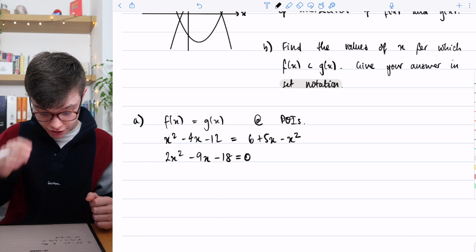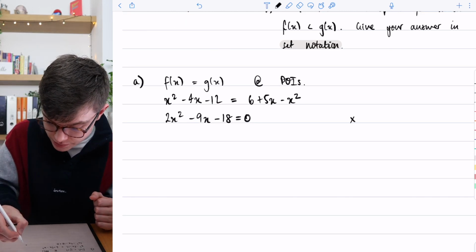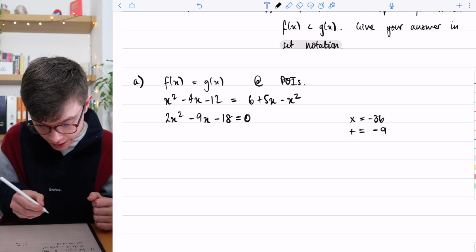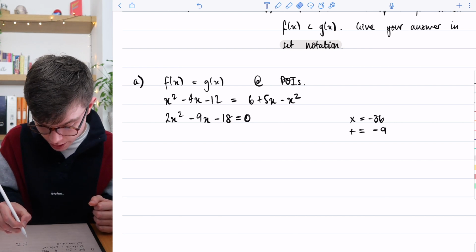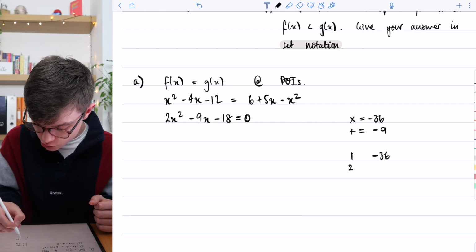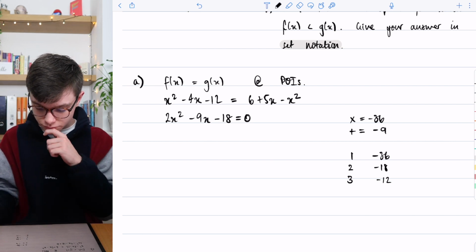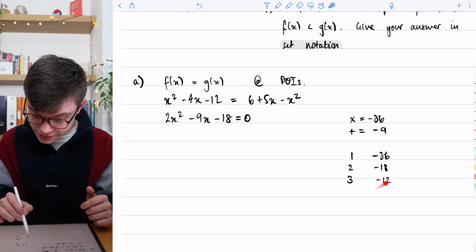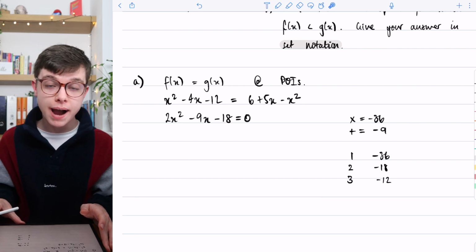Right, then what I'm going to do is I'm going to solve that because we want values for x. So I'm going to factorise. I'm going to say two numbers that times to give me minus 36 and add to give me minus 9. I can list the factors of minus 36. That is 1 and minus 36, 2 and minus 18, 3 and minus 12. I'm going to stop there because I can see those add to give me minus 9, and they also times to give me minus 36.